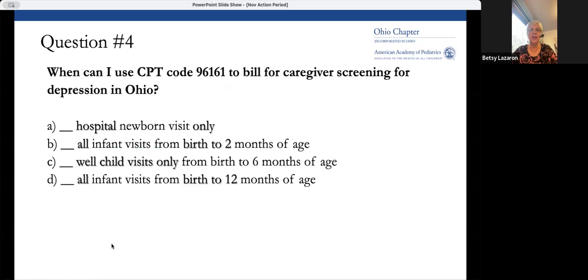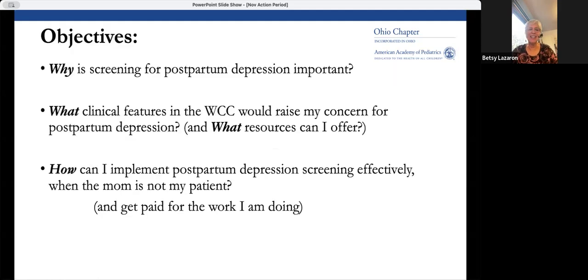Last question. When I use the CPT code 96161 to bill for caregiver screening for depression in Ohio, when can I use this? Only at the hospital newborn visit? All infant visits from birth to 2? Only the well child checks from birth to 6 months? Or every single infant visit from birth to 12 months of age? Okay, let's get into the presentation.